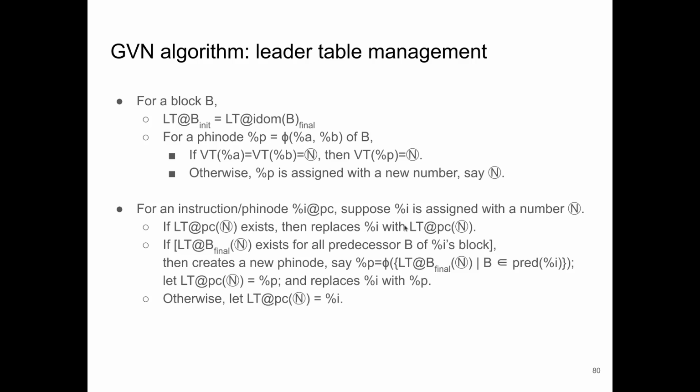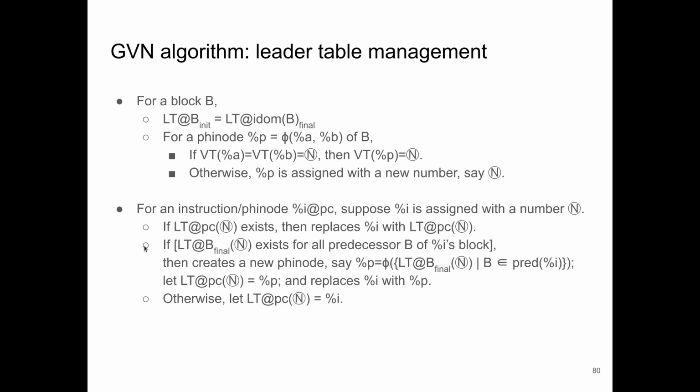Then we are going to use and update the leader table as follows. So first of all, we are going to see whether there already exists a leader value for this. And if it is the case, then we are going to replace i with the leader value because i is apparently a redundant computation. And furthermore, at the time that i is defined, the leader value is already defined, and we can safely replace the new instruction i with the leader value here. Okay, so far so good.